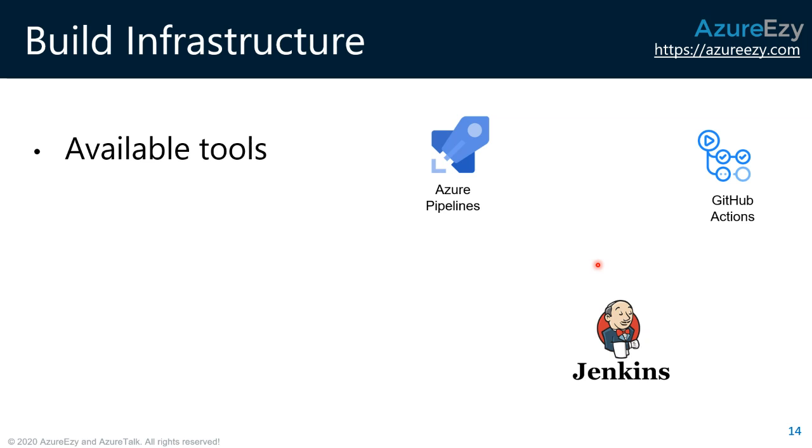From the AZ-400 questions point of view, these are the three major tools that questions might be coming around. Azure Pipelines, which comes from Microsoft Azure DevOps Services; GitHub Actions, which is part of the GitHub solution, now acquired by Microsoft, so again it comes from Microsoft itself. Then there is a third tool which is quite popular, Jenkins, an open source tool that also helps you build your infrastructure in terms of a build pipeline.